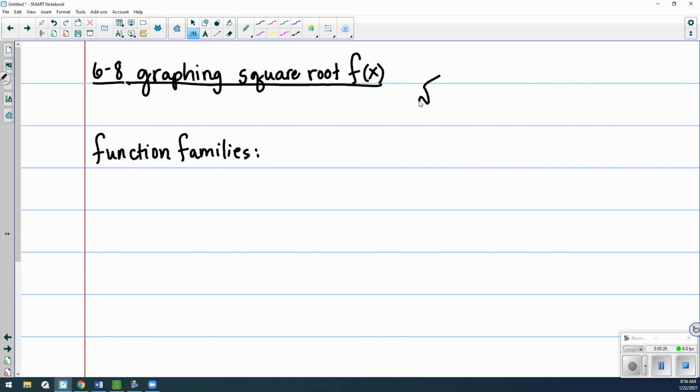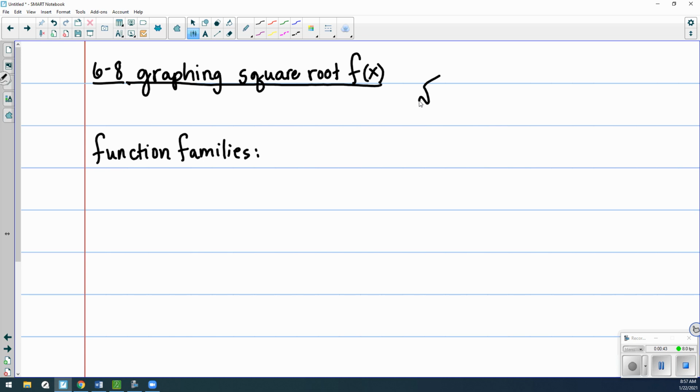So today we're just going to review some function families and the translation rules so that if you see a problem that involves graphing a square root function, you can at least think of it in terms of its parent function and where it's been shifted to. So let's review the function families.